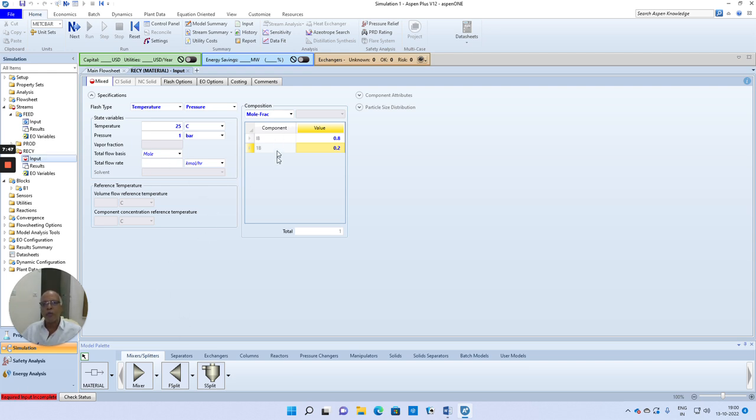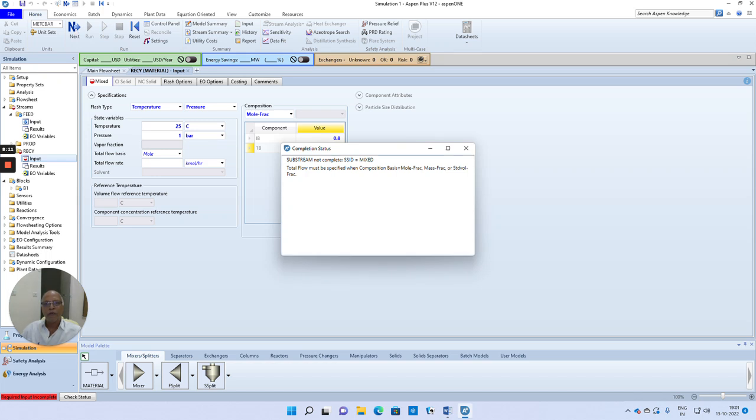We were not in a position to specify the stream completely. Because there are two components involved in this problem, how many variables must be defined? 2 plus 2, 4. You may feel that we have defined already 4 variables, but remember, one of these mole fractions is not independent. In a binary system, once we know the mole fraction of one component, we will be knowing the mole fraction of the second component. Anyway, you can press next.